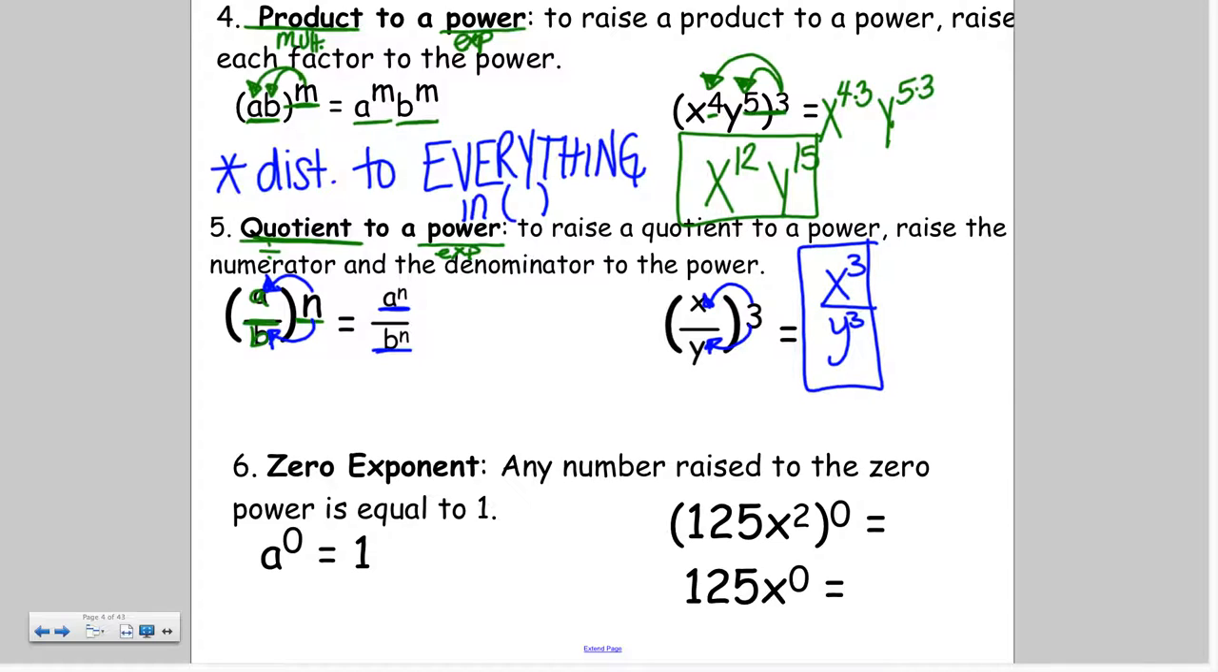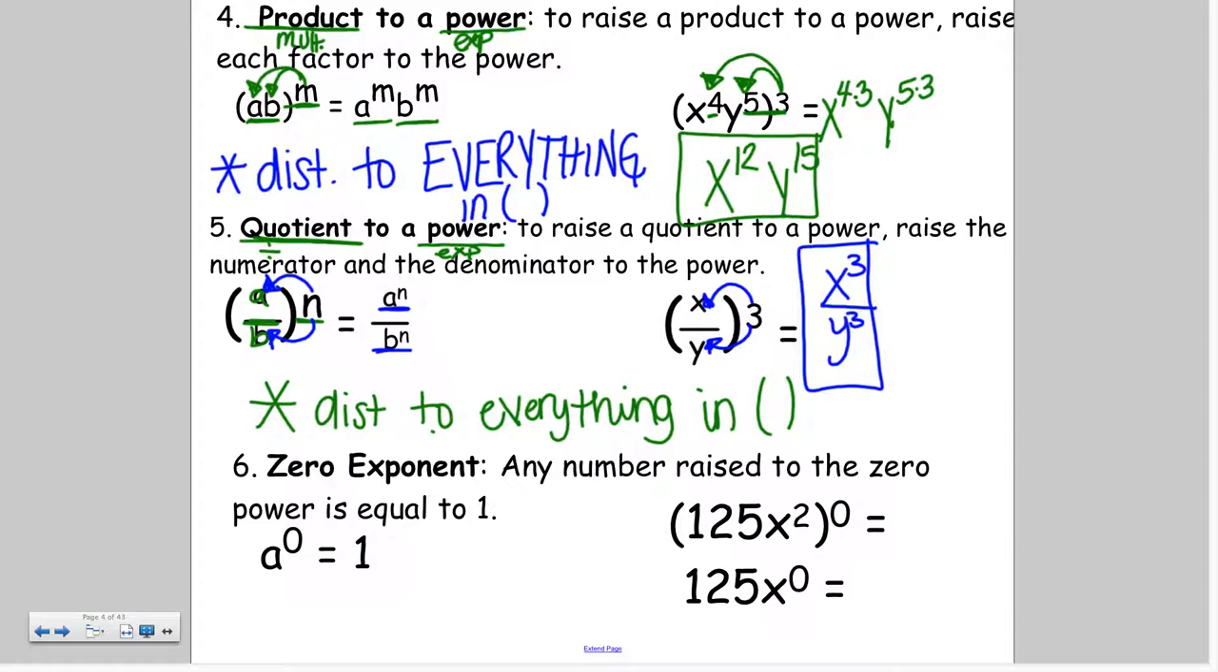Now again, your key note in here is the same thing as it is in the other one. Distribute to everything in the parentheses. All right, so just make sure it goes to everything in the parentheses.